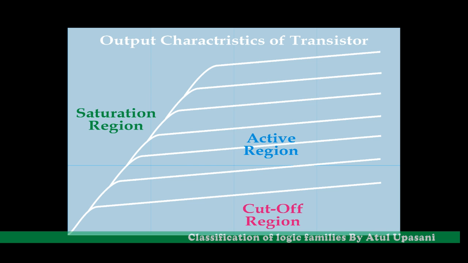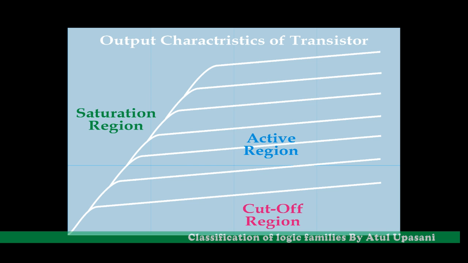When the transistor is in saturation, the transistor is fully on. That means the input voltage or biasing voltage at the transistor's input is very high. So that is why the transistor will be fully on. That region is called the saturation region.